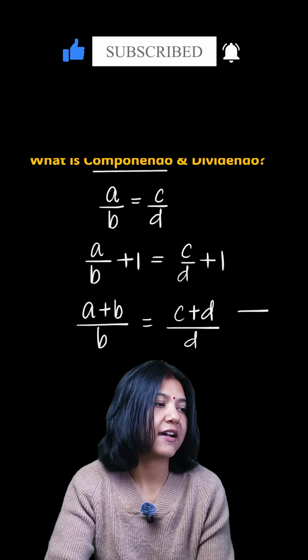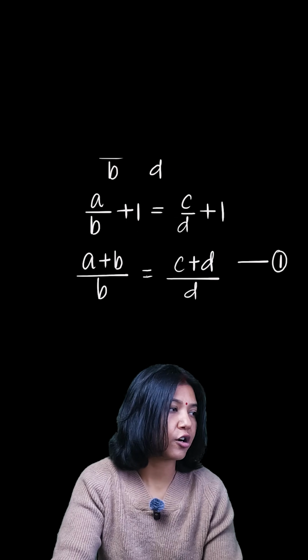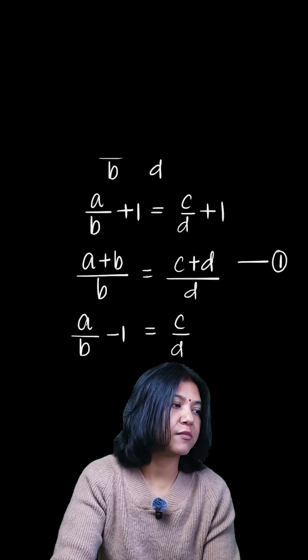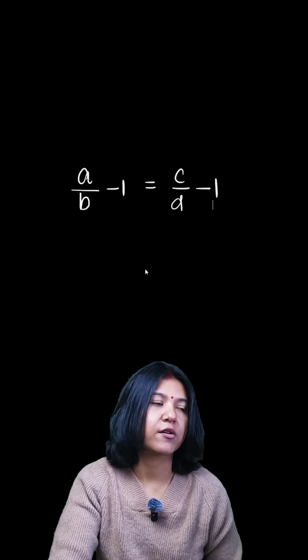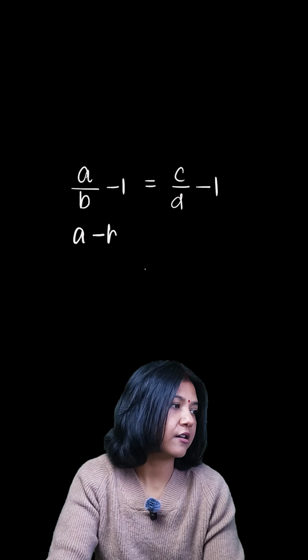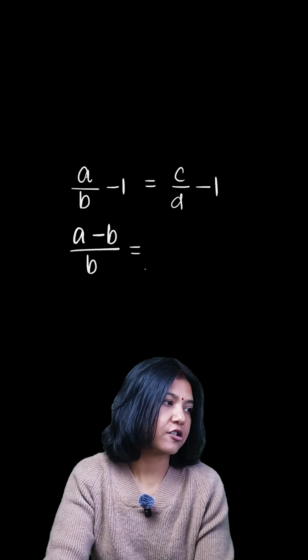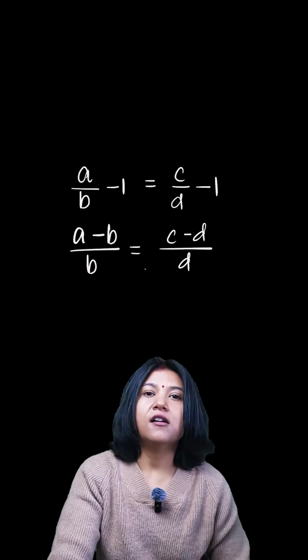Now likewise, if I take minus 1 on both sides, then obviously the ratios will not change, or the ratios will continue to remain equal even if I'm subtracting 1 from both sides. So likewise, I can do it: a minus b upon b, the difference of the two terms divided by the second term, is equal to the same thing on the other side.